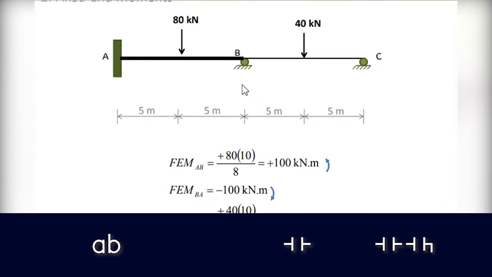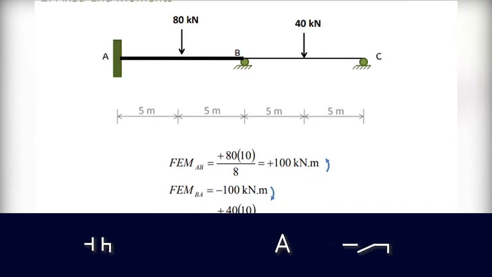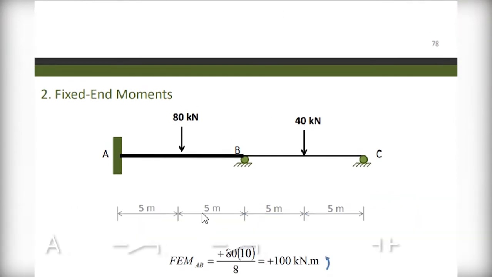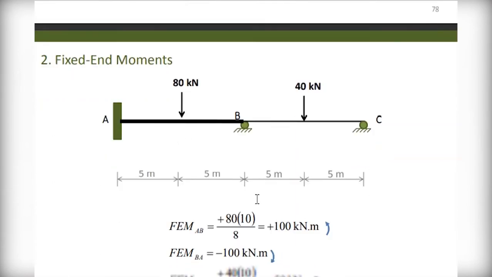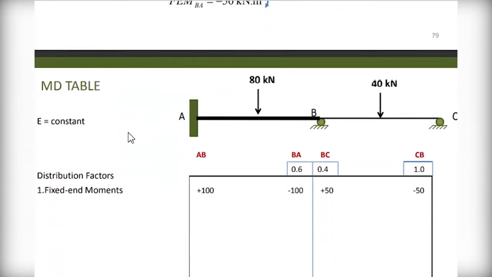B to C. I'm sorry, this should be read as B to C and not A to B. This should be read as B to C and C to B. So the same procedure for finding it. You calculate this one, you get this value. You calculate the second one, you get that value. Now after finding these, you keep that on the table as we did before.